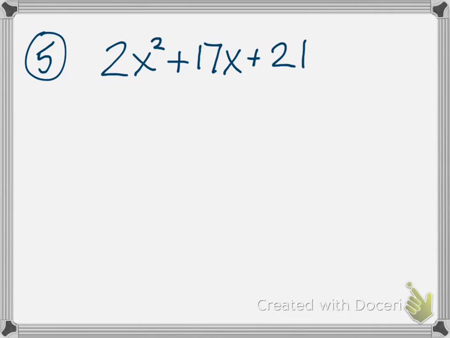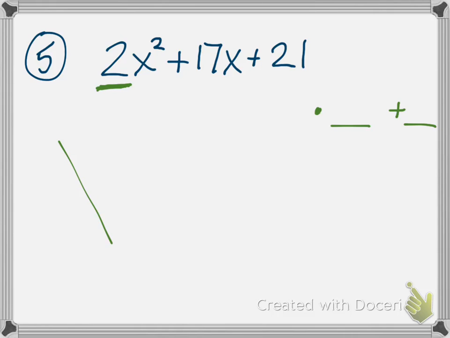Number 5, 2x squared plus 17x plus 21. Now we're back to problems that look like number 1 and 2. However, because this has a coefficient of something other than 1, I can't just jump right in and start saying what multiplies to this and adds to this. So here's where I do the x box because my coefficient of x squared is bigger than 1.